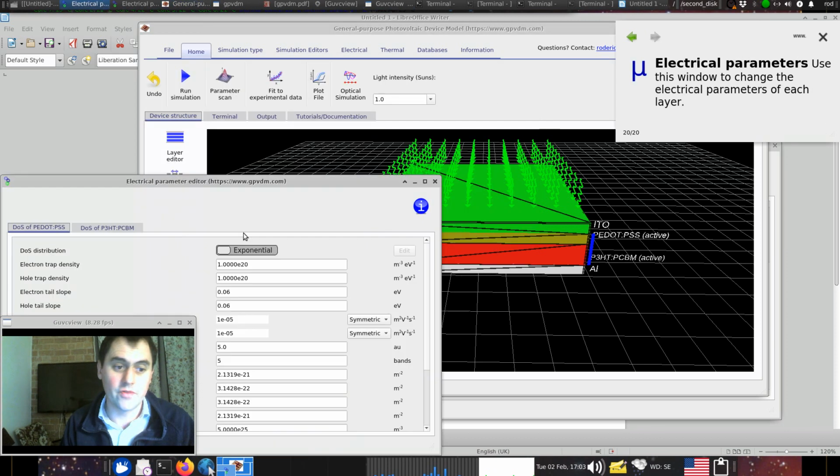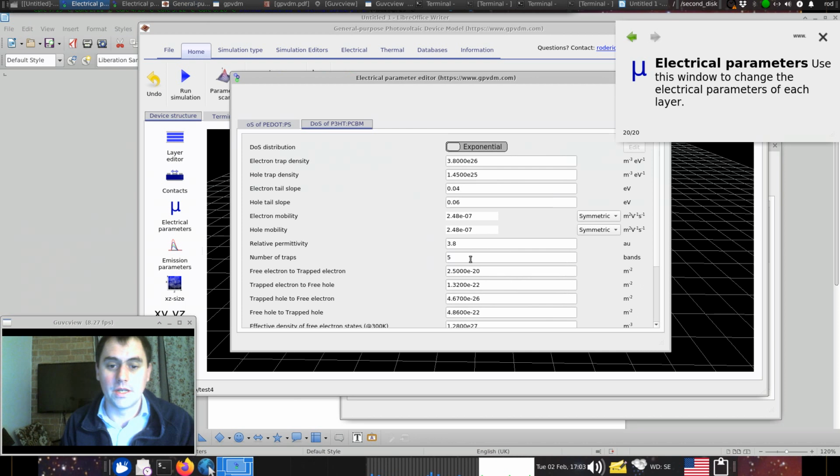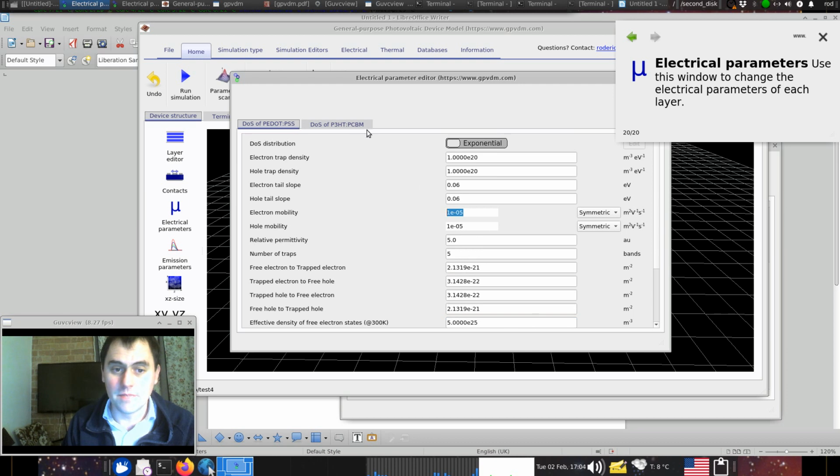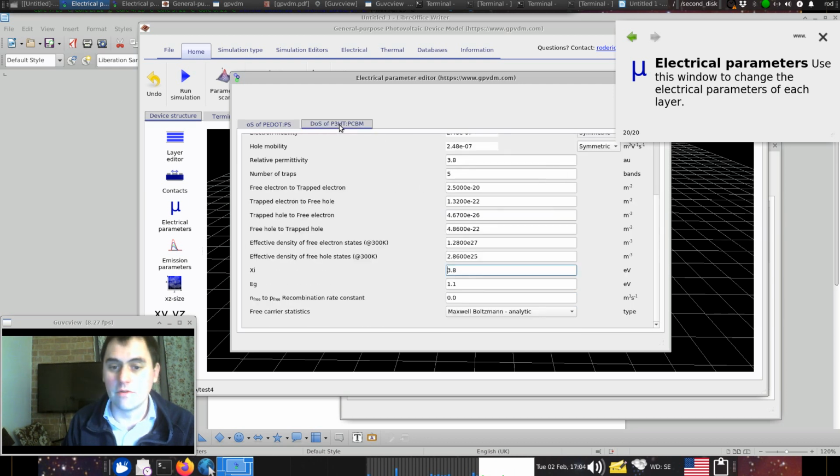So if we go back to the electrical parameter window, I would set, so we've got an electron affinity here of 3.8, set this here in the P3 to PCM to 3.8. Now let's set the mobilities to be the same. We'll go for this one here, -1. We'll set all the mobilities to be the same.